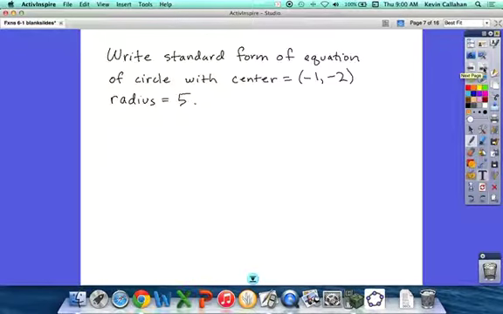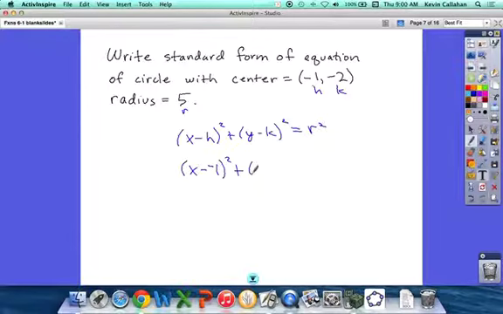All right, same thing. And I'm putting up these examples for a reason, okay? I want you to look at this standard form: (x minus h) squared plus (y minus k) squared equals r squared. Okay, and we know the drill, right? This is the h, this is the k, this is the r. When you substitute h equals negative 1, that is literally (x minus negative 1) squared plus (y minus negative 2) squared equals 5 squared.